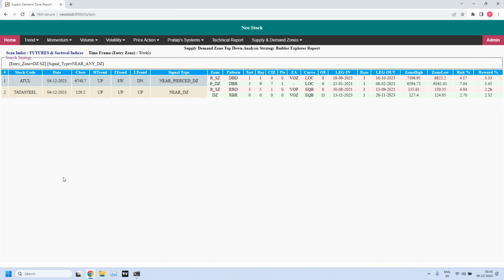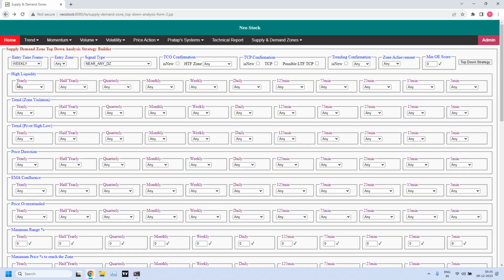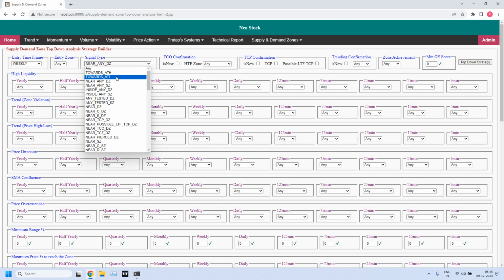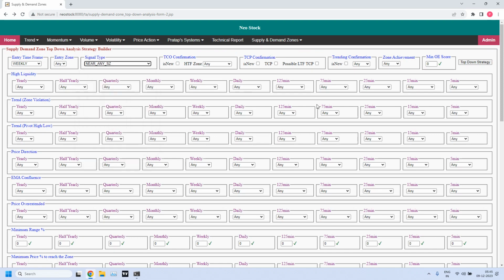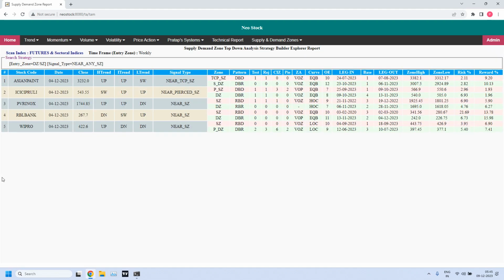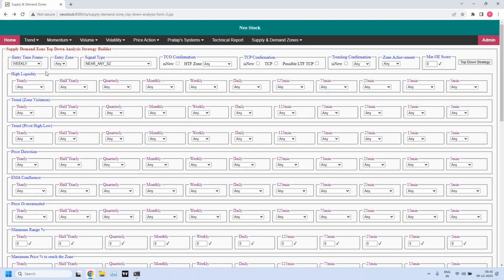Two stocks are identified. Let's go back. Entry time frame is weekly. Let us find the stocks near the weekly supply zone. Five stocks are identified. Let's go back. Entry time frame is weekly.